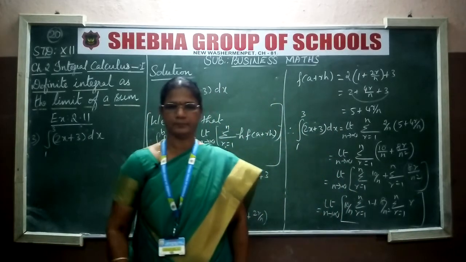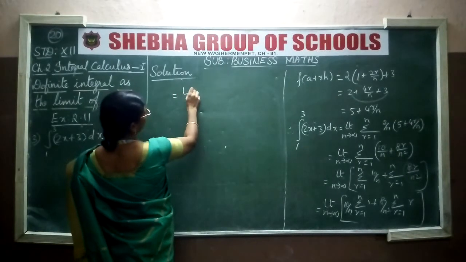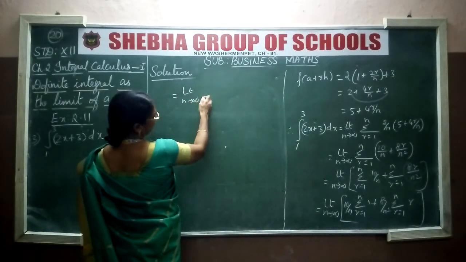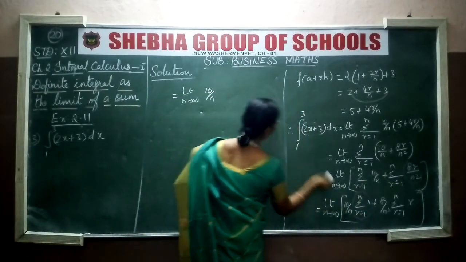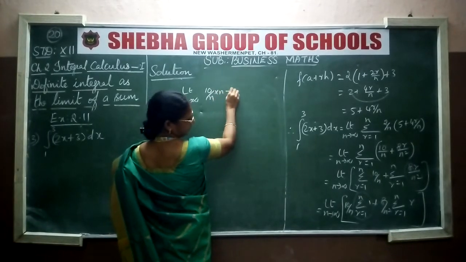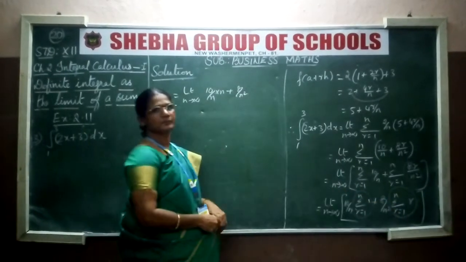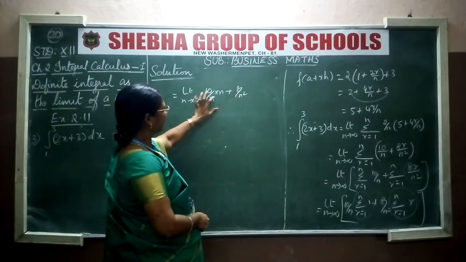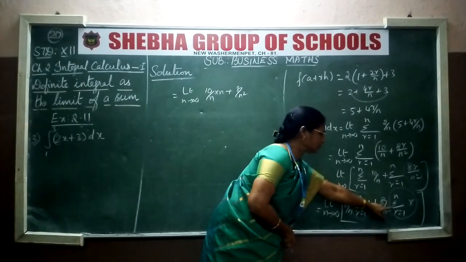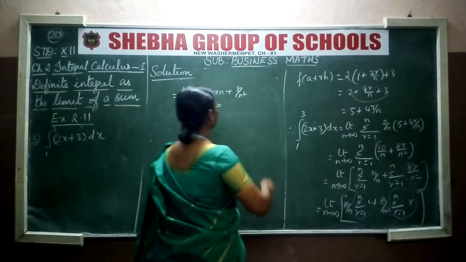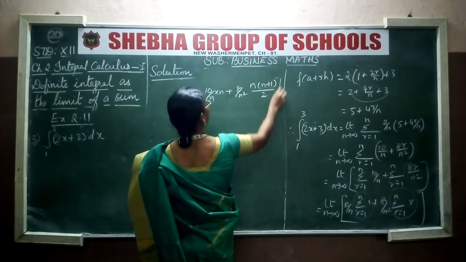Okay. This is equal to limit n tends to infinity, 10 by n into sigma 1. Sigma 1 is what? N. Plus 8 by n square into sigma r. Okay, 10 by n into n. Sigma 1 is n, plus 8 by n square into sigma r. Sigma r is what? N into n plus 1 by 2.